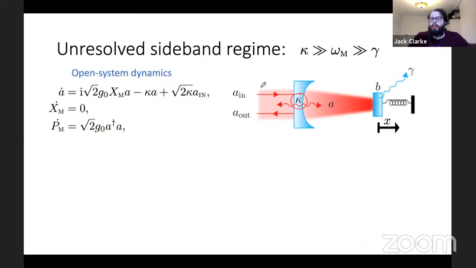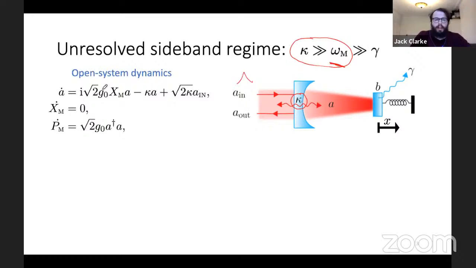However, we're in a regime where we've got a very short pulse of light coming in, and therefore all the optical frequencies involved will be much higher than the frequency that describes the free evolution of the mechanics, this mechanical frequency, and also the damping rate of the mechanical oscillator. So this is the unresolved sideband regime. And in this regime, the dynamics of the system can be modeled with these set of equations, one for the cavity mode, and then one for the position of the mechanics, and one for the momentum of the mechanics.